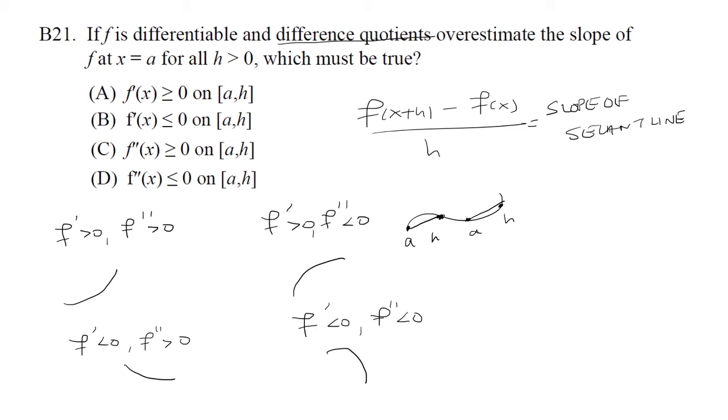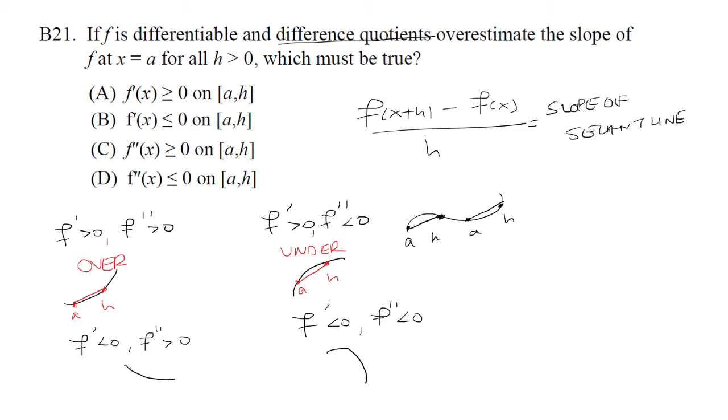Starting with the first one, pick 2 points, a and h, draw a secant line. Clearly we see that the secant line falls above the curve, so this is an overestimate. Same thing here, pick 2 points a and h, but now when we draw the secant line, we see the secant line falls below the actual function, so this will be an underestimate.